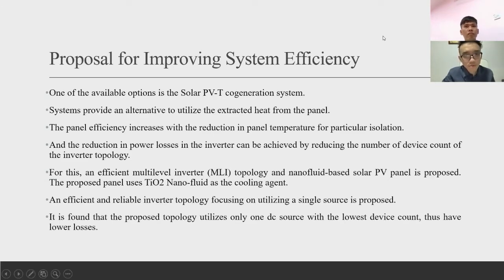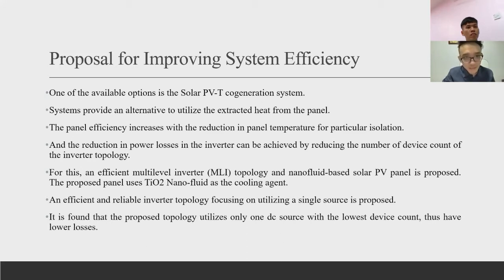So what is the proposal to increase this solar system efficiency? One of the available options is the solar PVT cogeneration system. The system provides an alternative to utilize the extracted heat from the panel. The panel efficiency might increase with the reductions in the panel temperature for particular insolations.